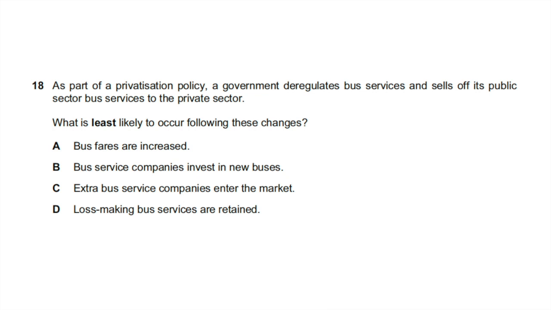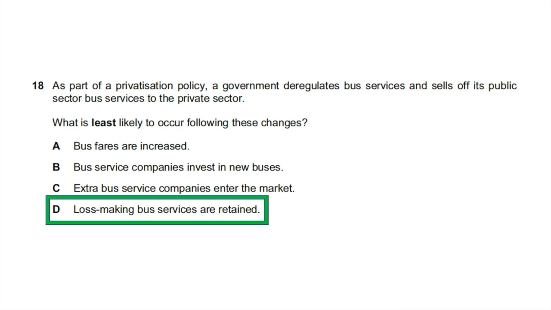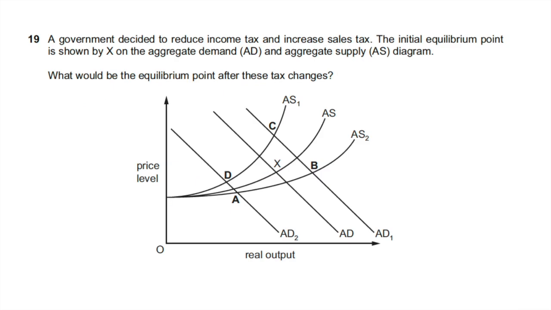18. As part of a privatization policy, a government deregulates bus services and sells off its public sector bus services to the private sector. What is least likely to occur following these changes? The correct answer here is D, loss-making bus services are retained. When the government privatizes public transportation, the private firms that purchase these services are likely to maximize profit and cut loss-making bus services.